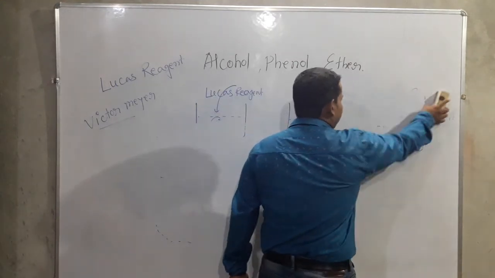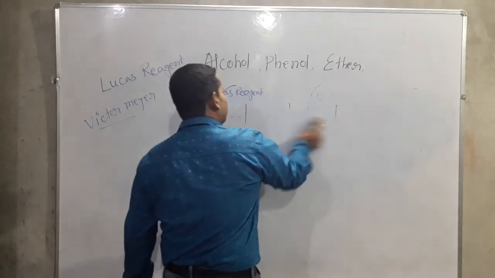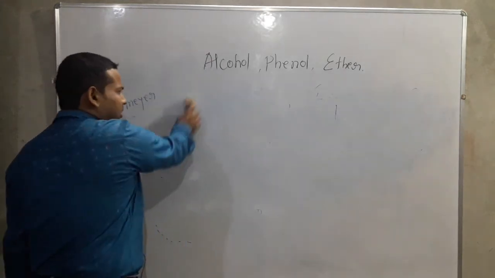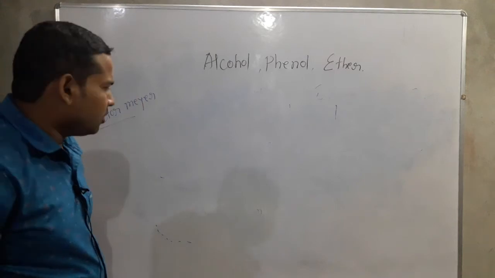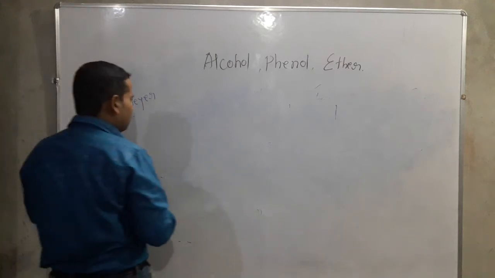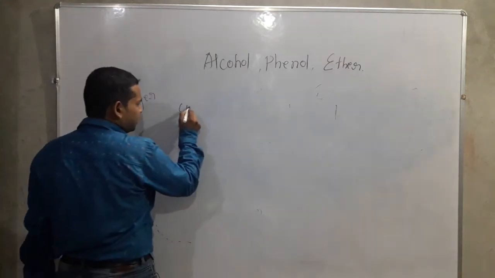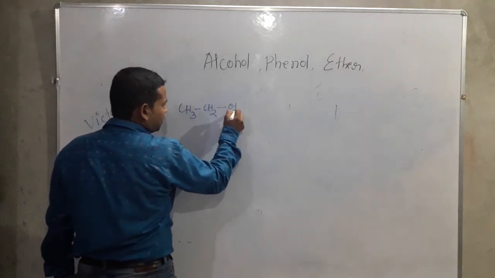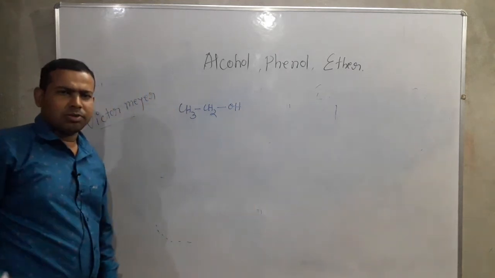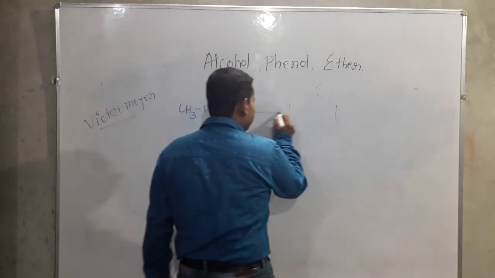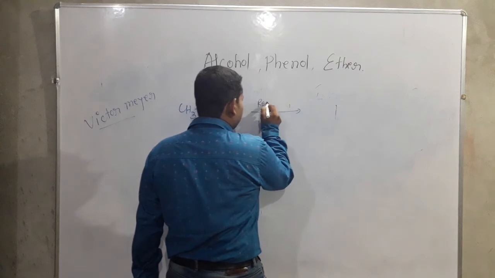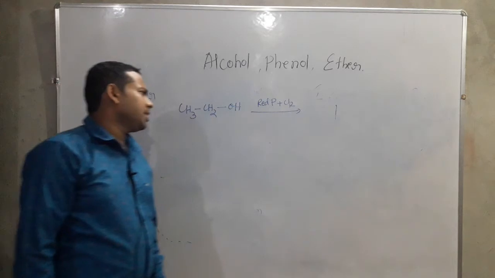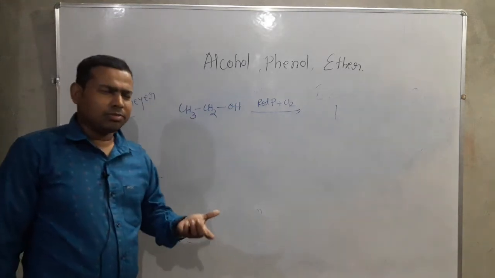Clear? Next one is the Victor Meyer test. Very easy, a little lengthy too. So first you will consider any kind of alcohol, primary alcohol, CH3CH2OH. Clear? This is primary alcohol. Plus you add red P plus I2, or red P plus Br2, maybe.